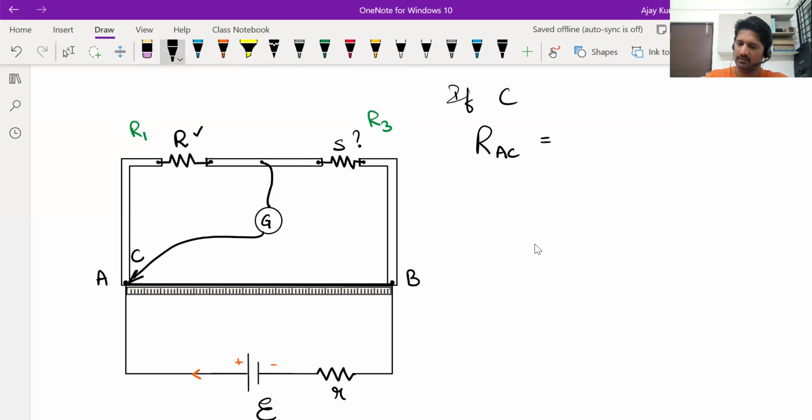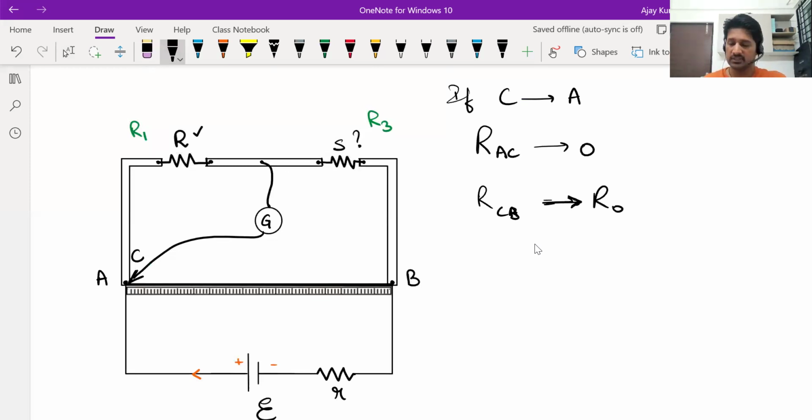Zero. If C tends to A, if C goes very close to A, the resistance between A and C tends to 0. And the resistance between B and C, or C and B, we can write. See, if C is at A, then CB is same as AB, then that will become R0, or it tends to R0, the complete resistance of the wire.